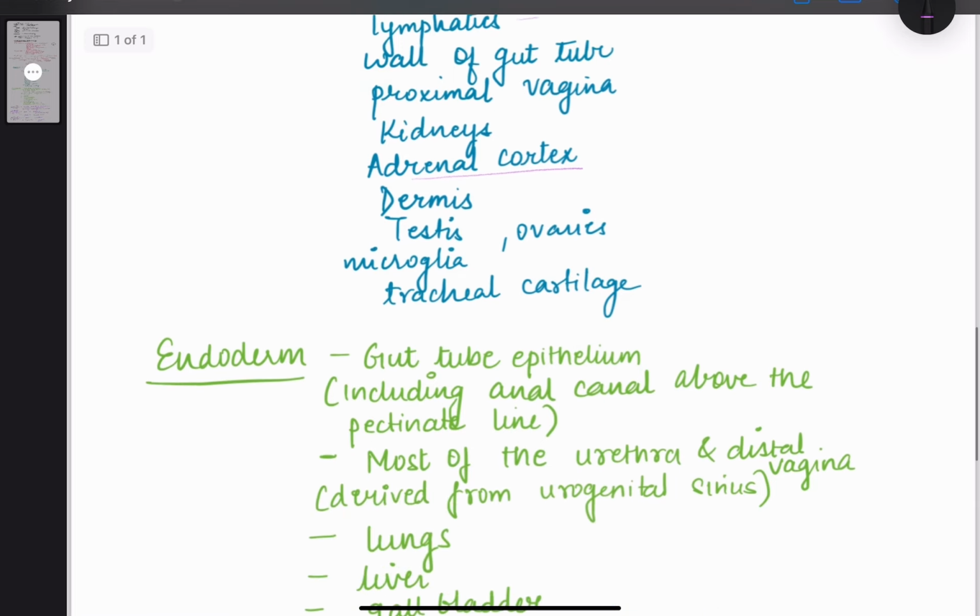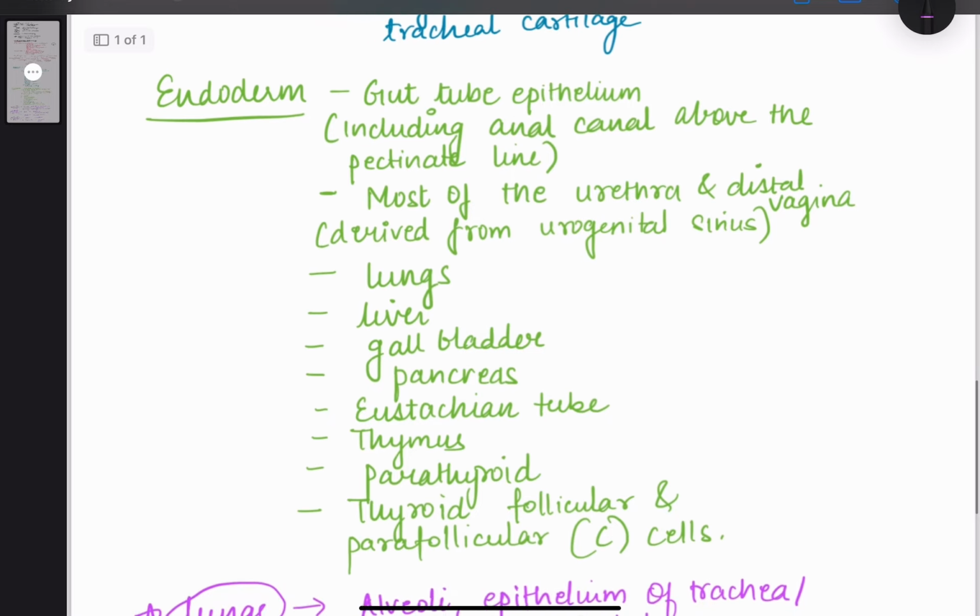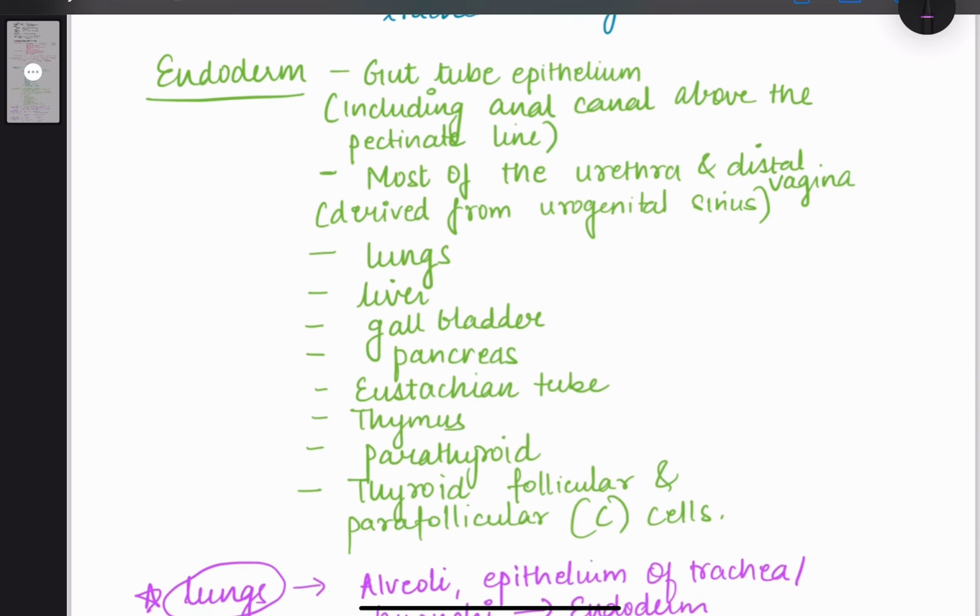Okay, now we'll move on to endoderm derivatives. So the gut tube epithelium, including anal canal above the pectinate line. Most of the urethra and the distal vagina derive from urogenital sinus. All these organs, lungs, liver, gallbladder, pancreas, eustachian tube, thymus, parathyroid, thyroid follicular, and parafollicular cells.